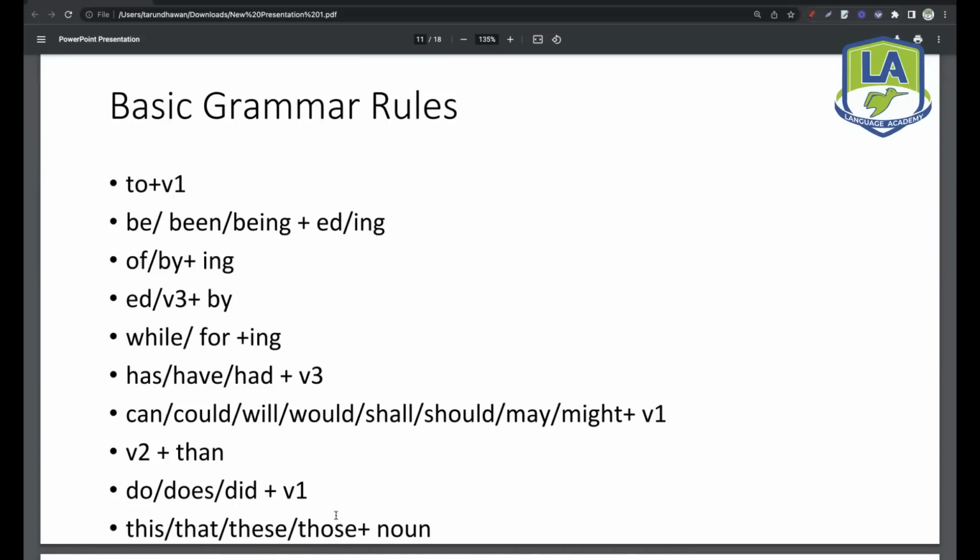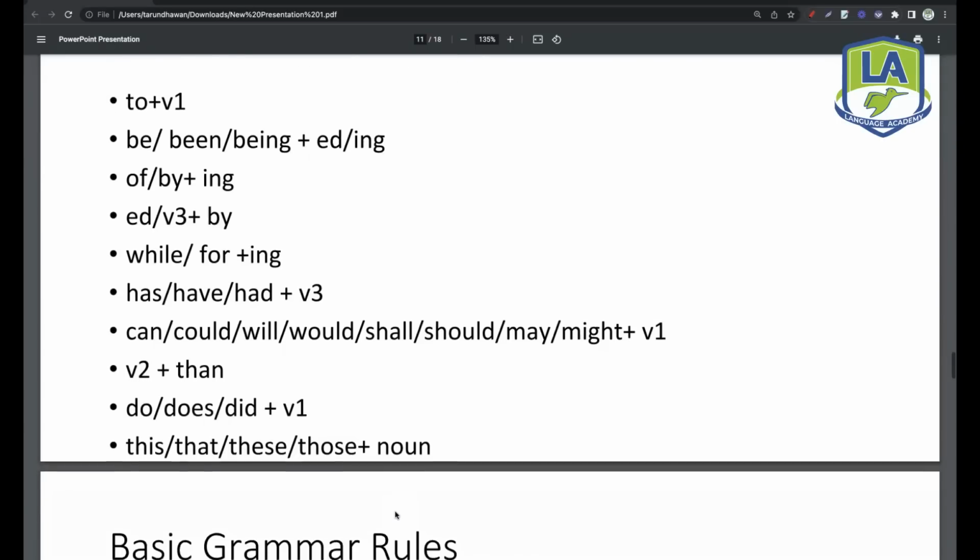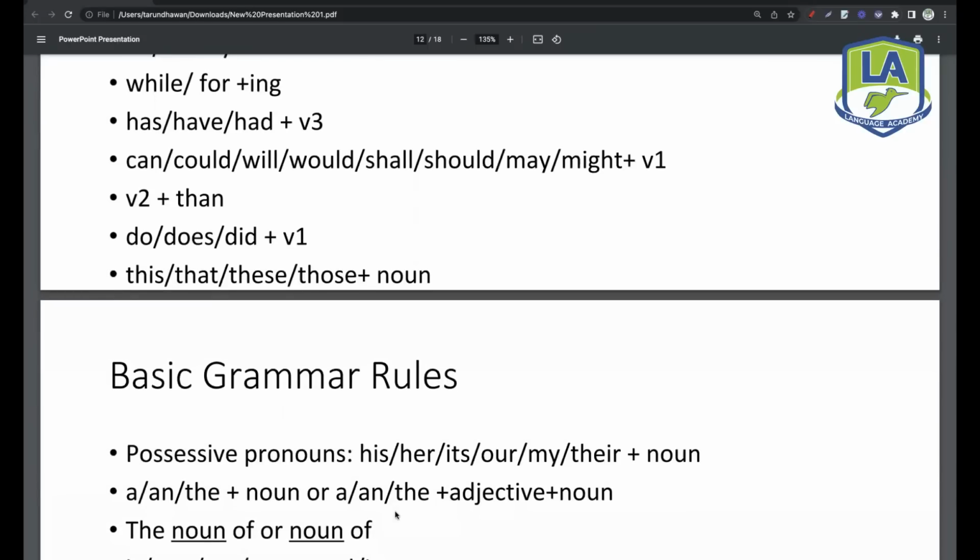If you have this, that, these, those, they always come with noun forms. So for example, you can say these students, this student, those students, those teachers, those papers. So always nouns come after that. What is the difference? This and that come with a singular noun, and these and those come with a plural noun. You can say this paper, these papers, that paper, those papers. So that's the difference.